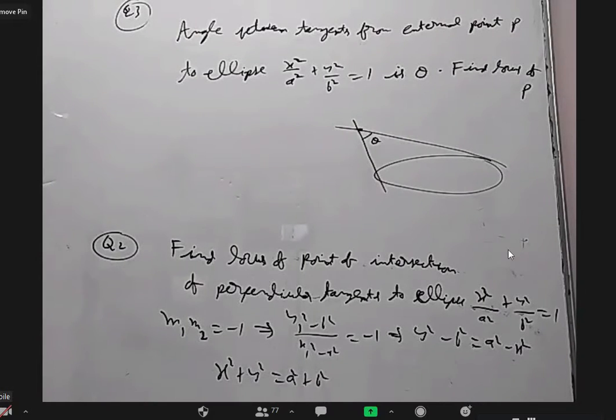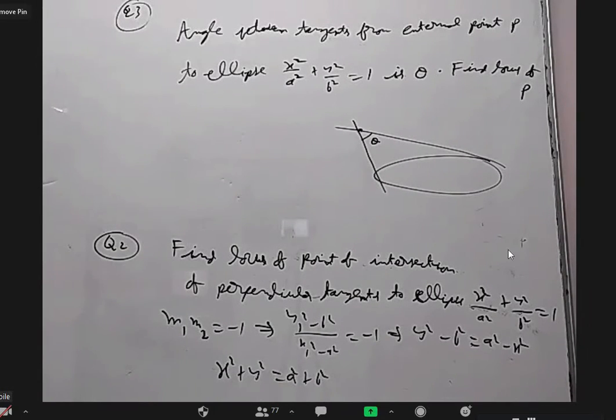What is the formula for tan theta? Mod of (m1 minus m2) by (1 plus m1 m2). Use that, substitute these things, and simplify it.